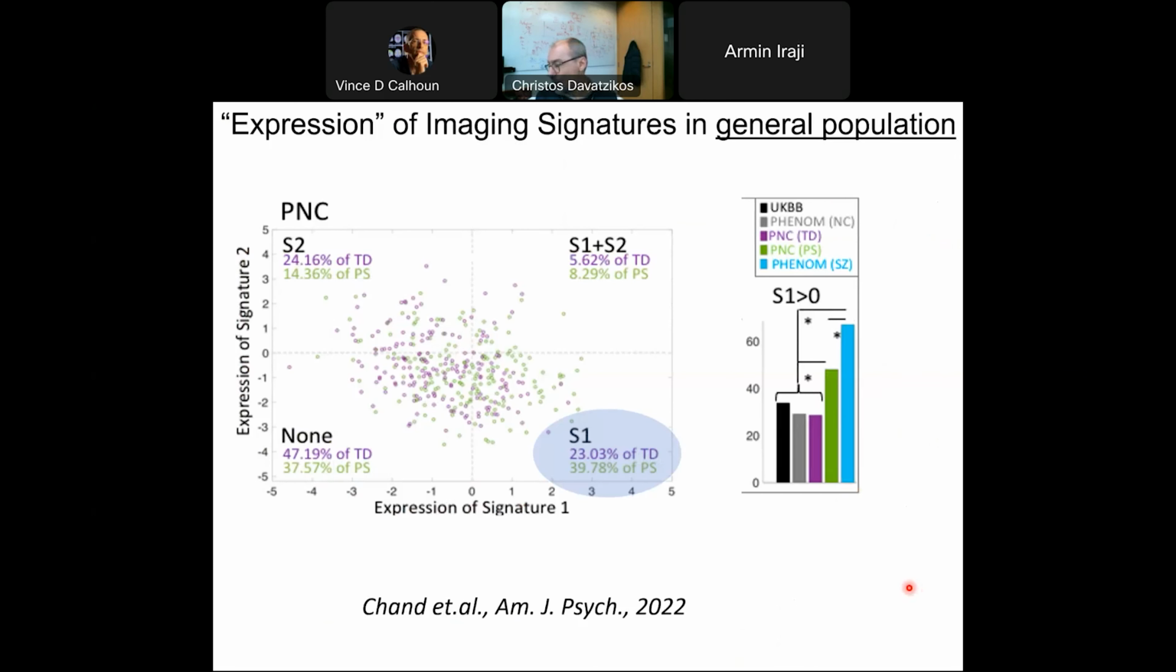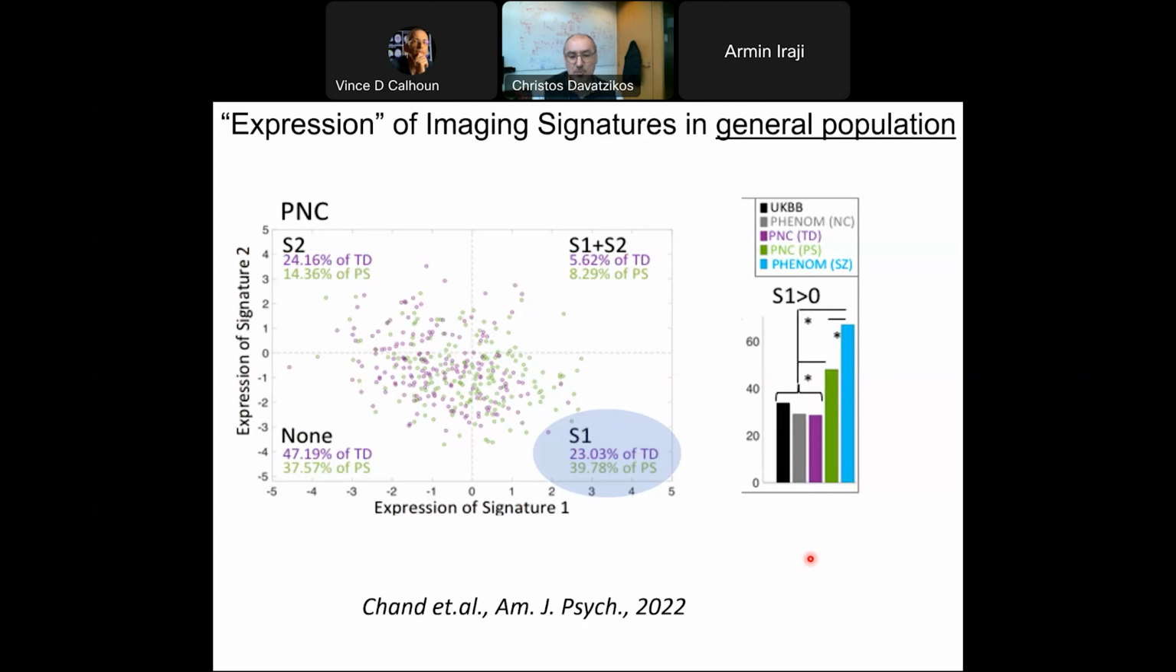So then we went on. We were intrigued by this, and we tried to understand these subtypes a little more. So we went to the UK Biobank and the Philadelphia Neurodevelopmental Cohort. In the PNC, the Philadelphia cohort of adolescents, Raquel Gur and her group had defined a variable called psychosis spectrum, which is a very broadly defined variable.